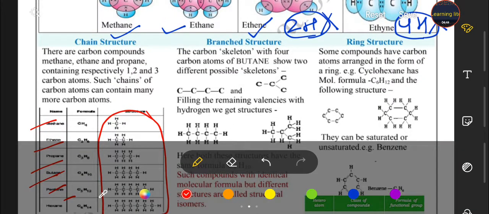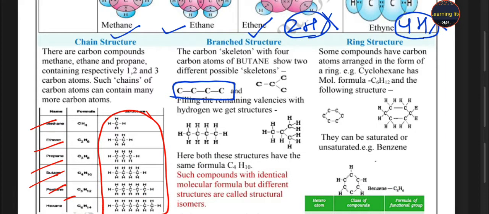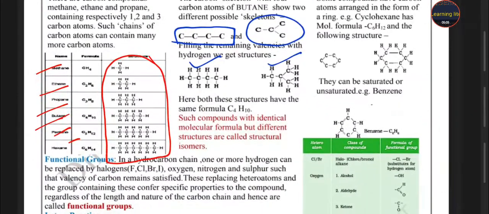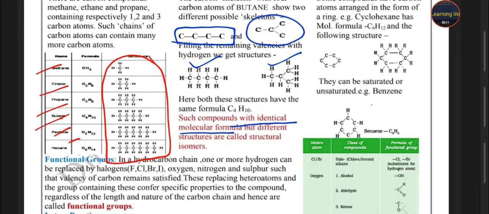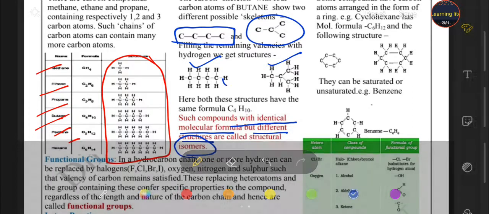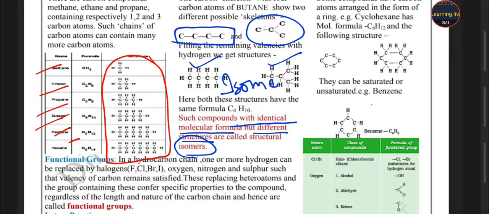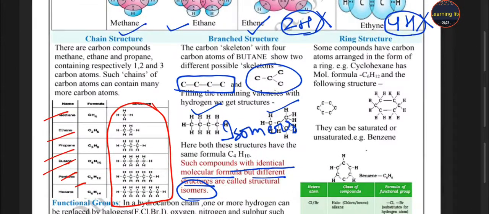Now second is our branch structure. Branch structure means the formula is the same, but carbons are arranged in different positions like a branch. You can see here, students, 4 carbons, it means butane. We have arranged butane like this, and like this also. So these are the two structures of butane. Such compounds, students, which have the same molecular formula but different structures are called isomers. So these are the two isomers of butane.